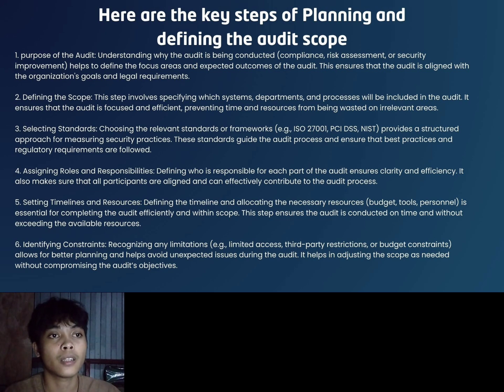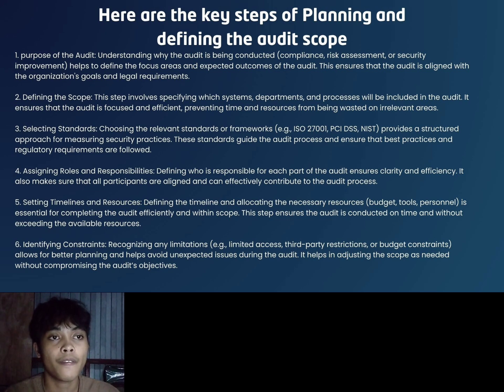Number 5. Setting timelines and resources. Defining the timeline and allocating the necessary resources, such as budget, tools, and personnel, is essential for completing the audit efficiently and within scope. This step ensures that the audit is conducted on time and without exceeding available resources. Defining the timeline and allocating resources ensures that the audit is completed efficiently without compromising quality.